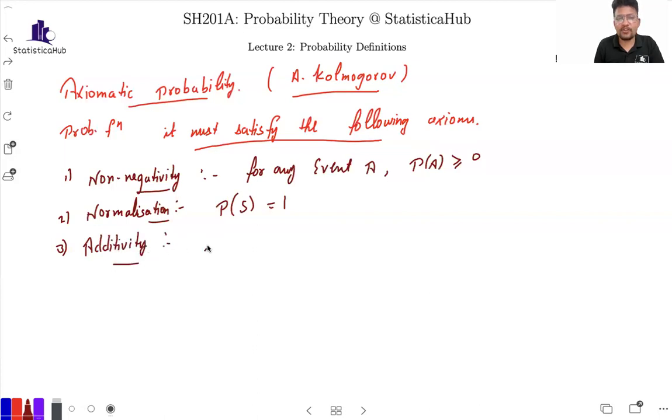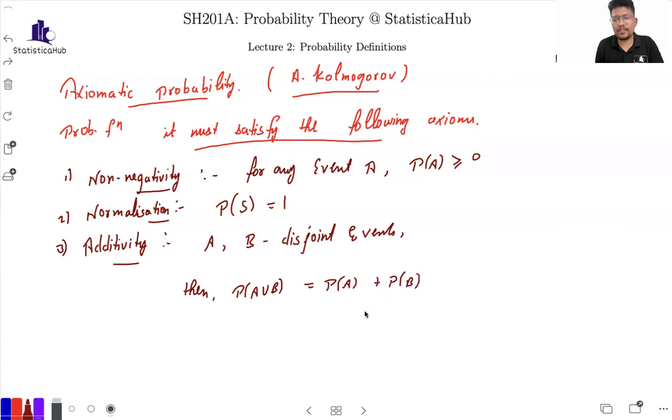And this says that if you have some A and B, and these are disjoint events, then the probability of A union B will be the probability of A plus the probability of B. This can be generalized also. For n events, for infinite events, it can be generalized. So that is the concept of axiomatic probability that we deal with.